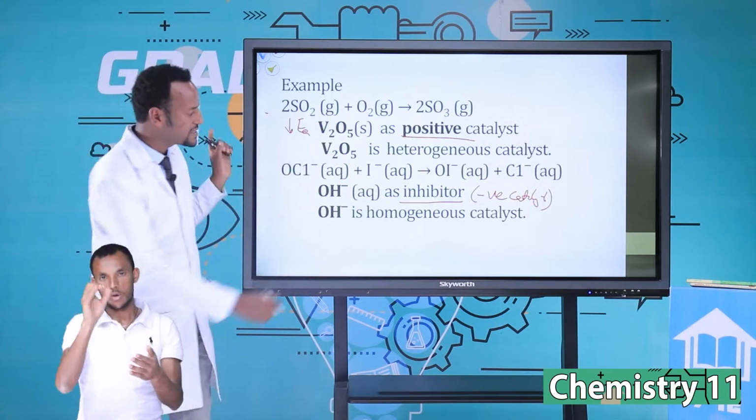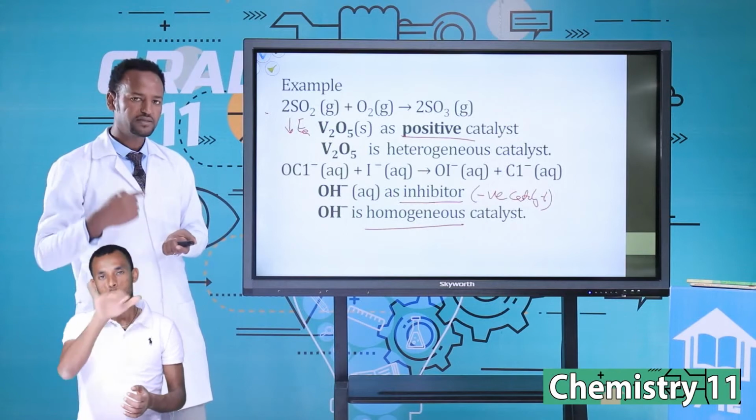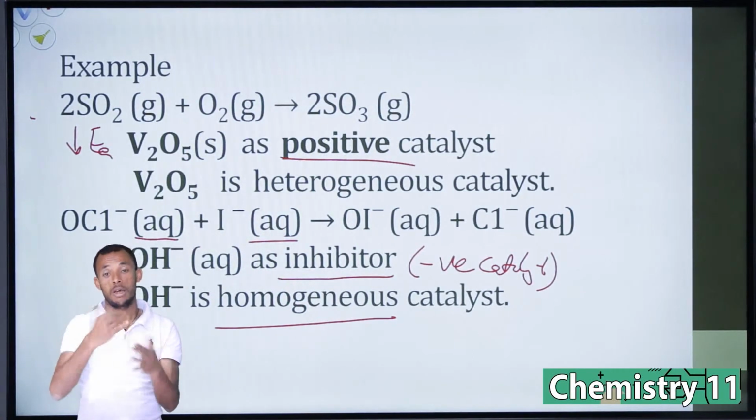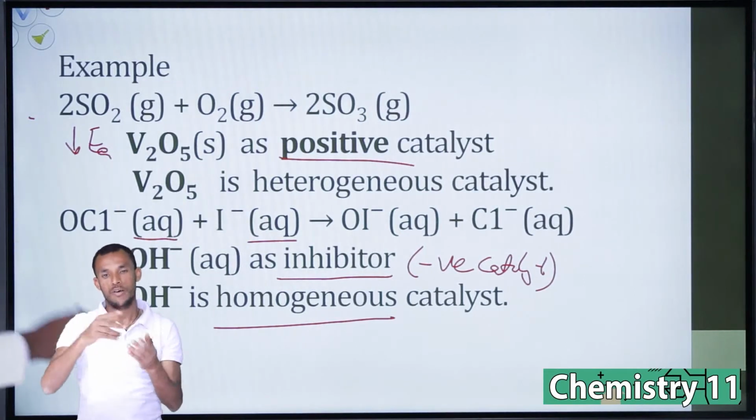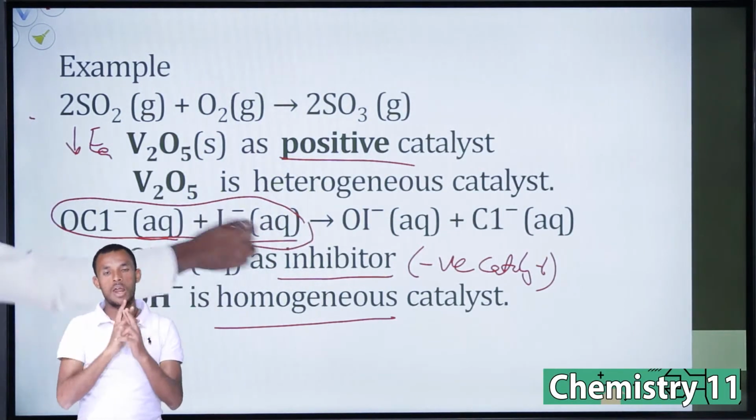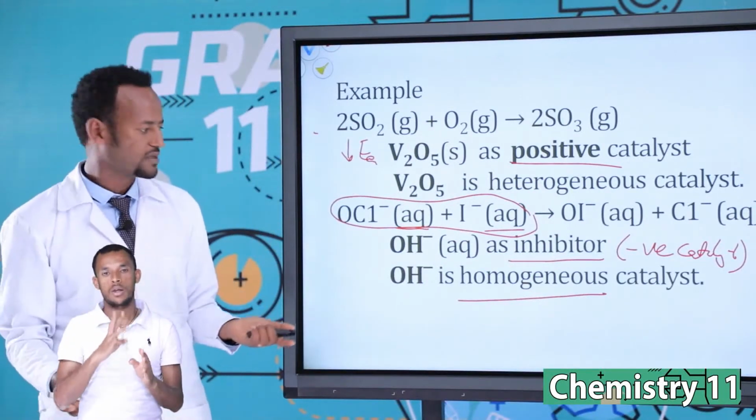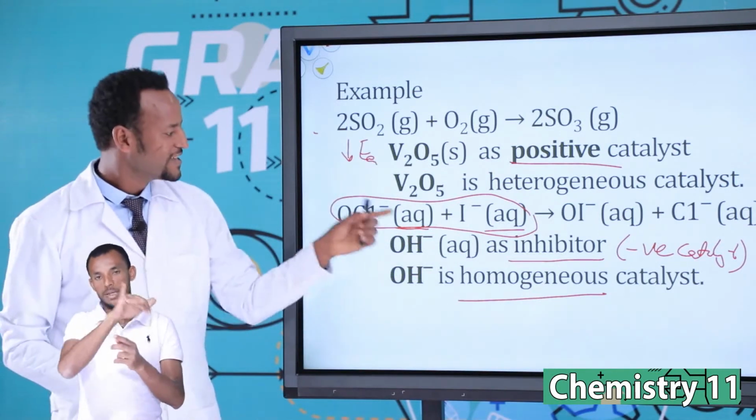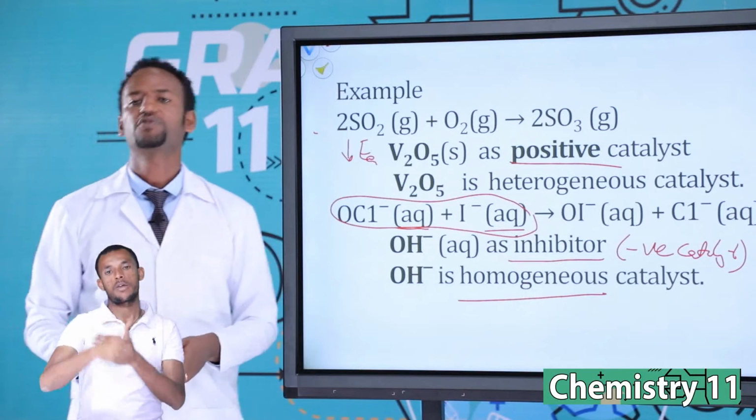In this case, OH minus is a homogeneous catalyst. Why a homogeneous catalyst? Because the state of the reactants is aqueous. Aqueous means in water. OH minus is also aqueous. The physical states of OCl minus and I minus, the reactants, are aqueous. Aqueous means in water, already liquid. OH minus aqueous has the same physical state. Because of the same physical state, this catalyst is a homogeneous catalyst. Therefore, catalysts affect the rates of chemical reactions.